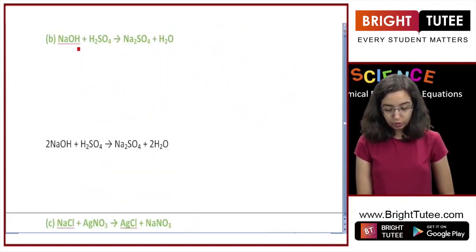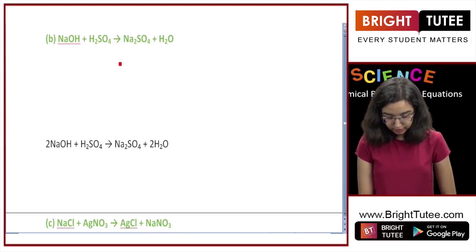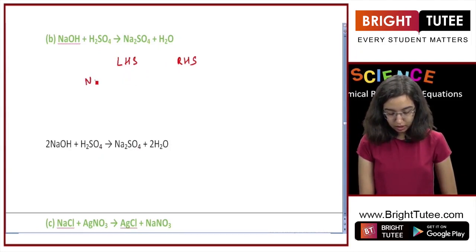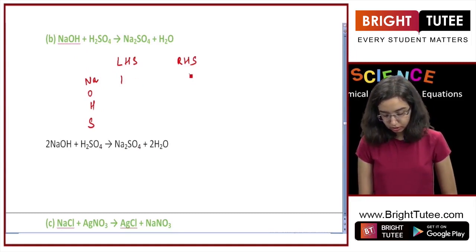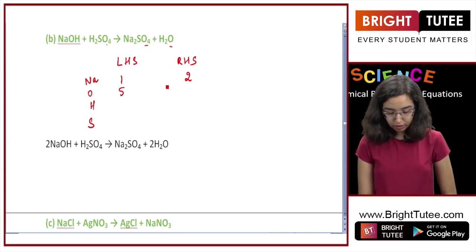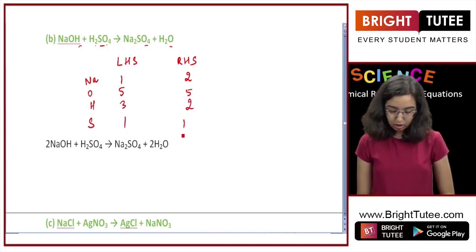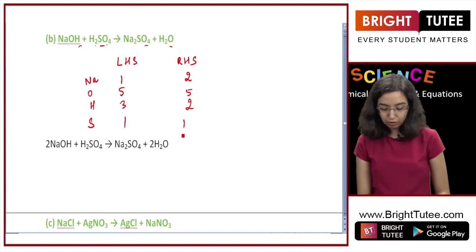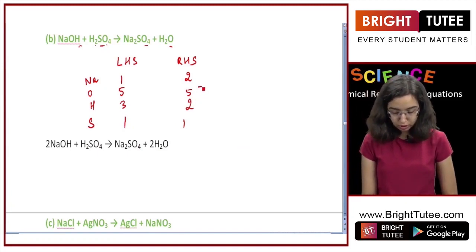Now we have NaOH plus H2SO4 forms Na2SO4 plus H2O. So let's start. We have Na, we have O, we have H, and we have S. We have 1 here, 2 here, we have 1 and 4, 5, we have 4 and 1, 5, hydrogen we have 1 and 2, 3, hydrogen we only have 2, sulfur we have 1 and 1. So you realize that hydrogen and oxygen are the only things that are out of balance right now.